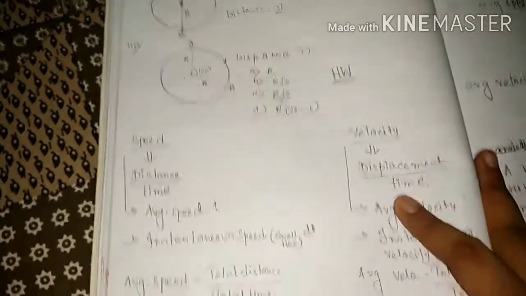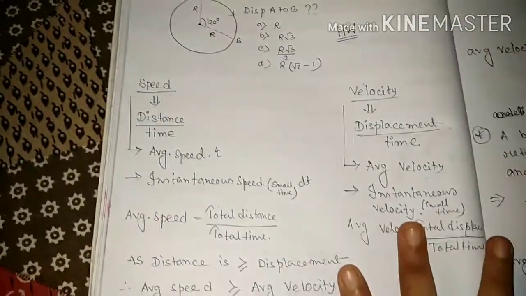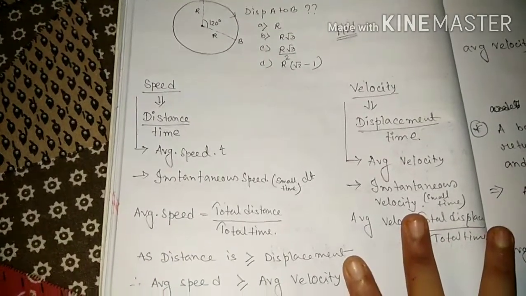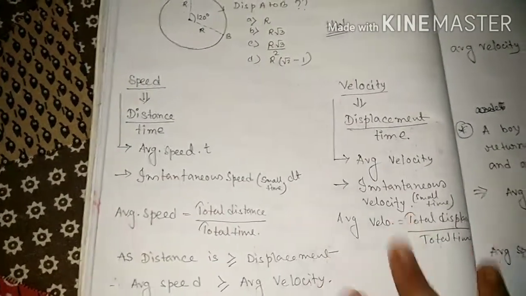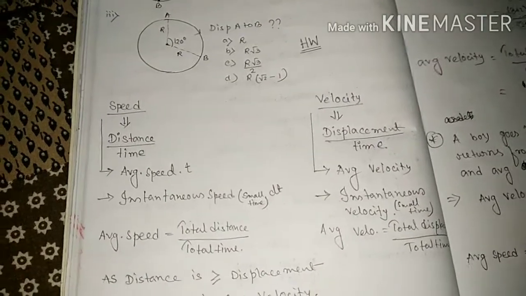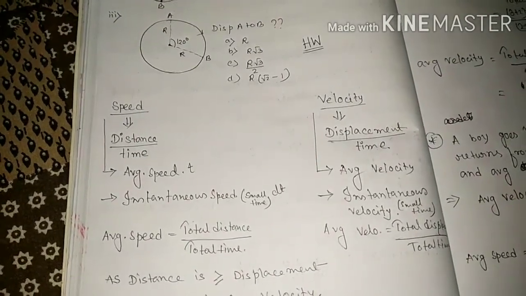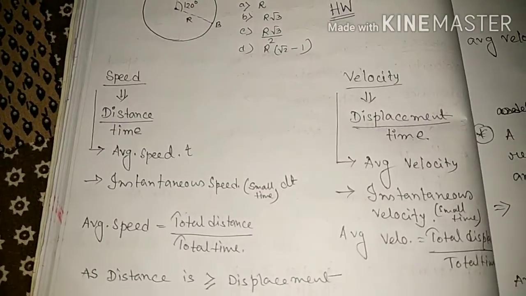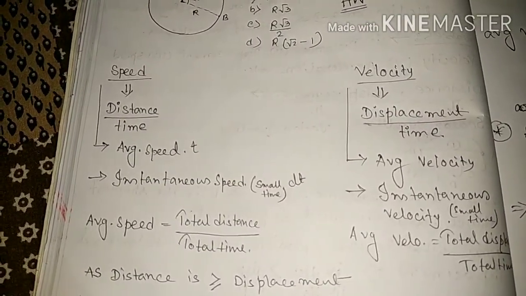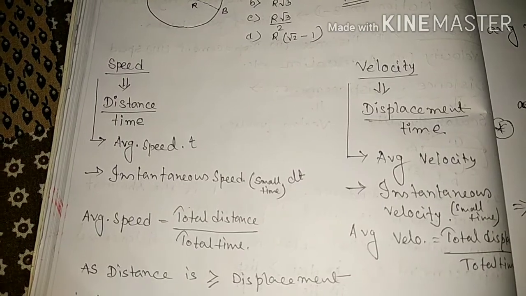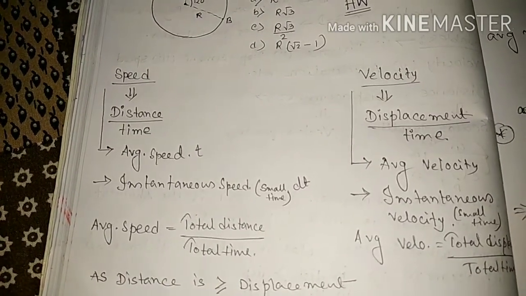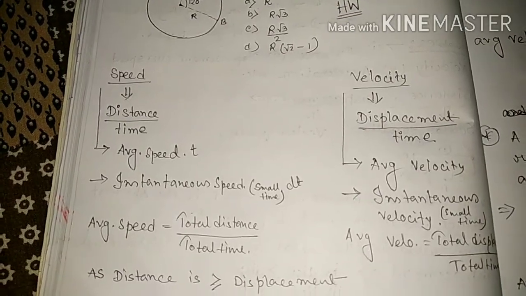Okay. Now, next is speed and velocity. In class 9, we studied these things, so just recall them. Speed and velocity. How do we define speed? Speed is the distance per unit time. Distance is a scalar quantity, so speed is also a scalar quantity. Velocity is displacement by time. Displacement is a vector quantity, so velocity is also a vector quantity.